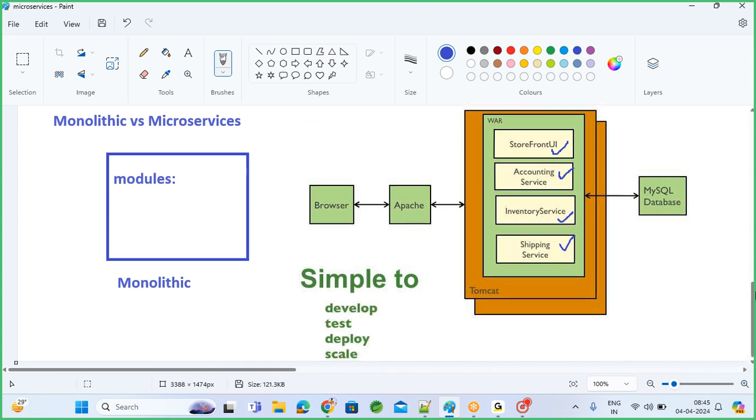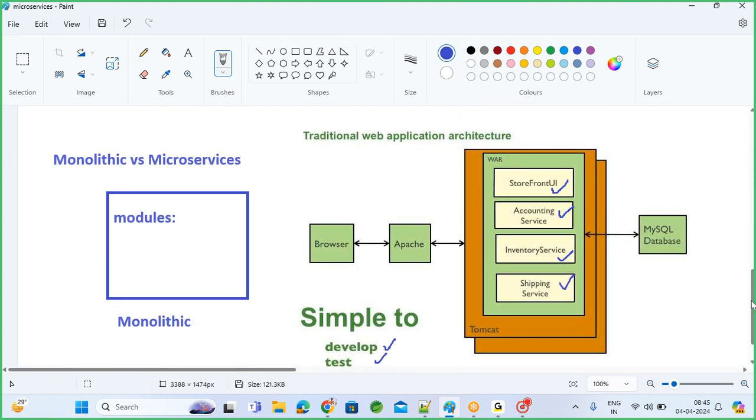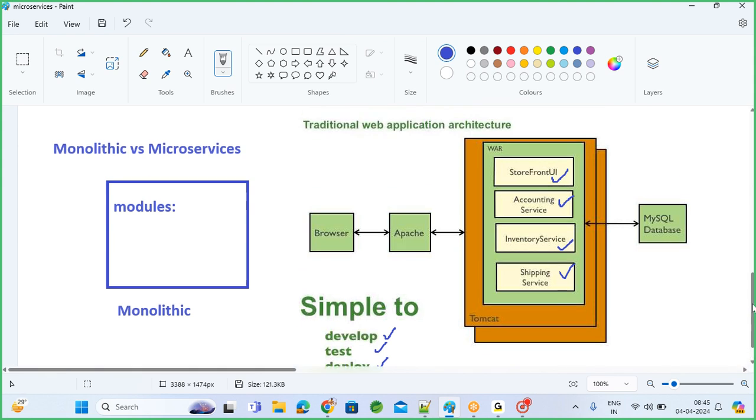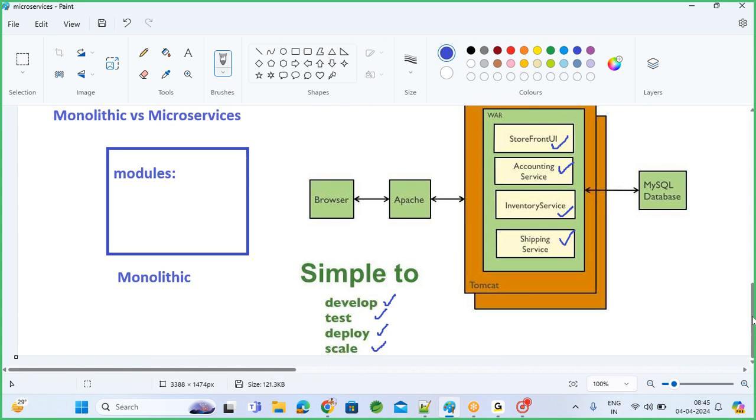What are the advantages of monolithic? It is simple to develop, simple to test, simple to deploy. Scaling is not as simple, because as it is deployed as a single application, scaling applies to the entire application. It is easy to develop, test and deploy because it is one single application and you know where it is deployed. If you want to apply scaling, you can, as you have only one application to play with.